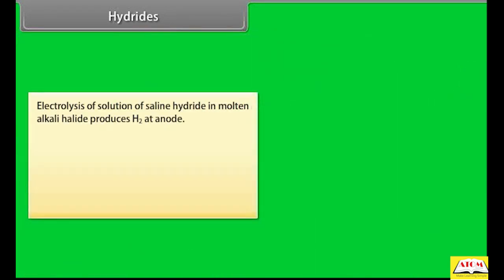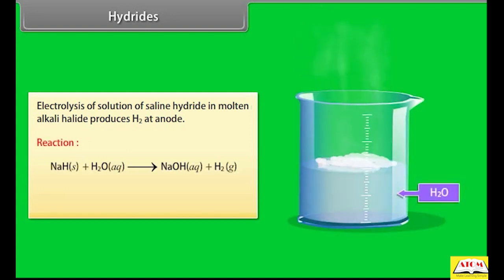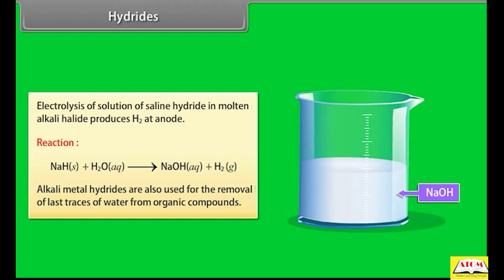Electrolysis of solution of saline hydride in molten alkali halide produces H2 at anode. The reaction is given as. Alkali metal hydrides are also used for the removal of last traces of water from organic compounds.